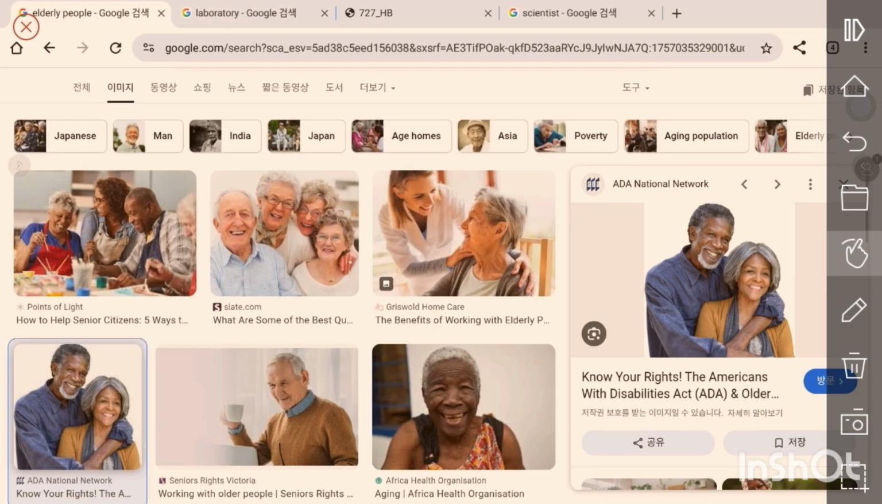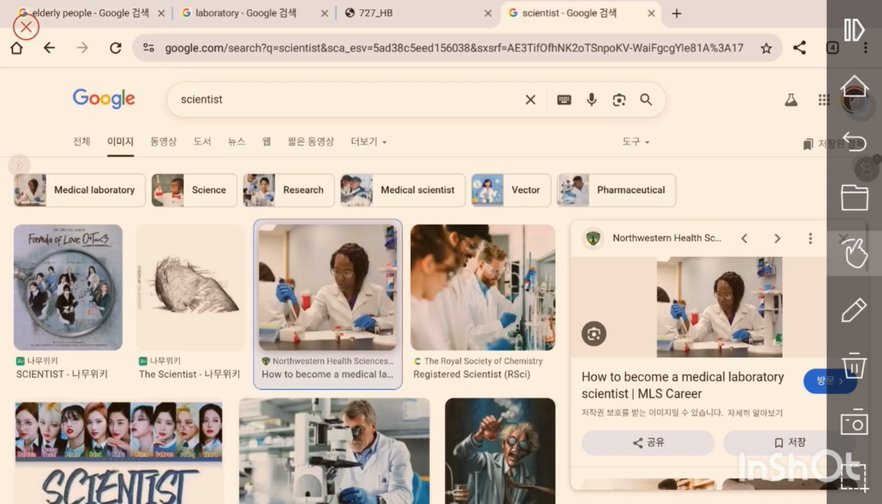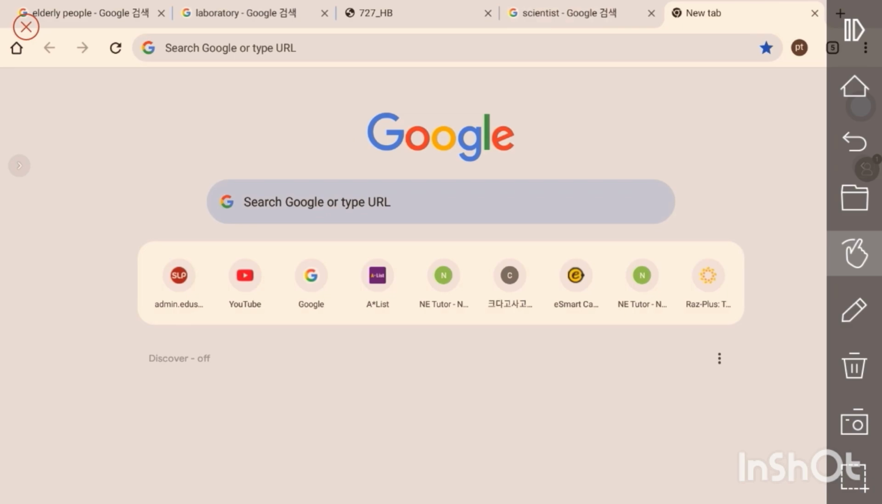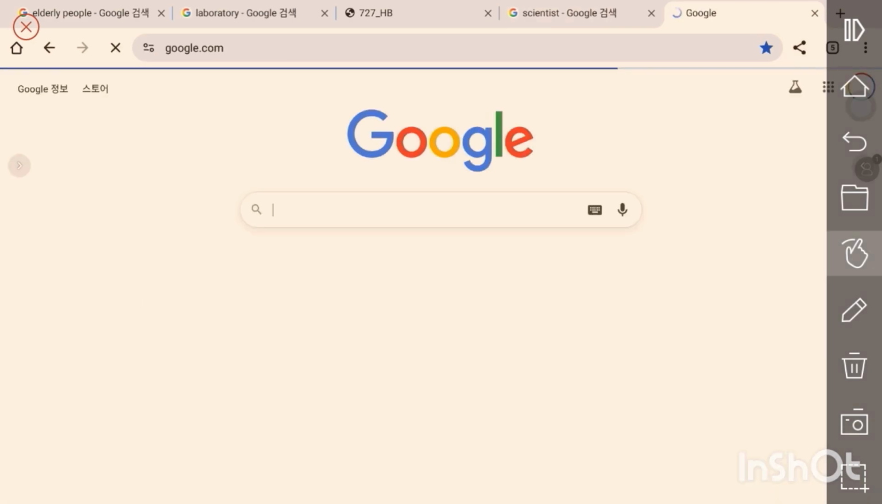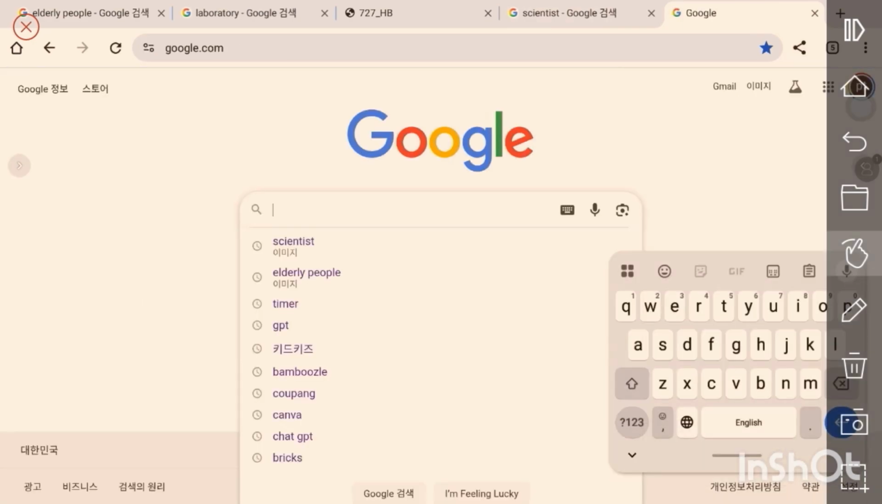What is this, Brock? Elderly people. Good job, Brock. Everybody, elderly people. Good job. Okay, Penny. What is this one? Scientists. Okay, very good. Then we will go to our last vocabulary word, which is upstairs.